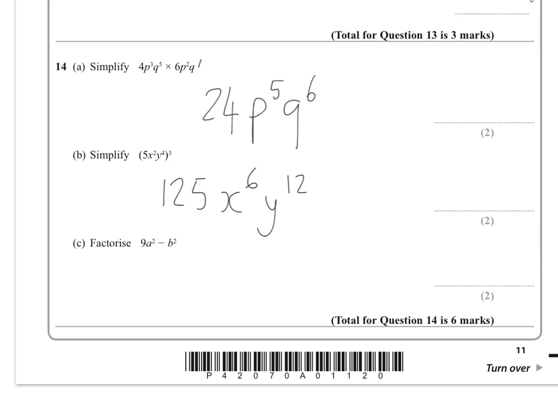Factorize. Here we have the difference of two squares. 3a times 3a gives me 9a squared plus b minus b. B times minus b gives me minus b squared. If I was to multiply the other two parts, I'd get minus 3b plus 3b, which would cancel out. So fully factorised, 3a plus b, 3a minus b.